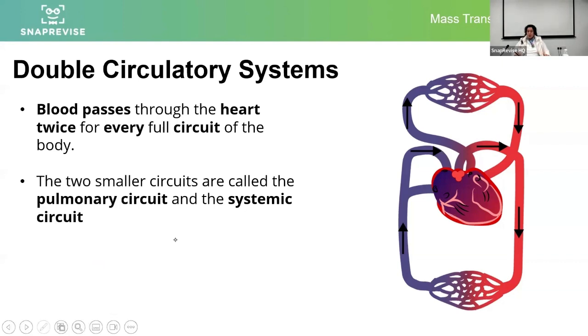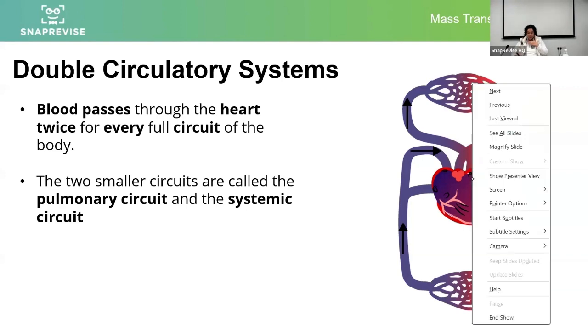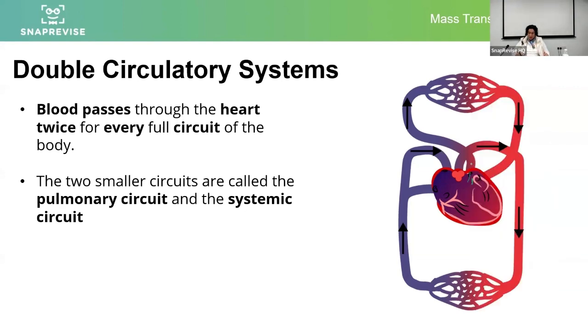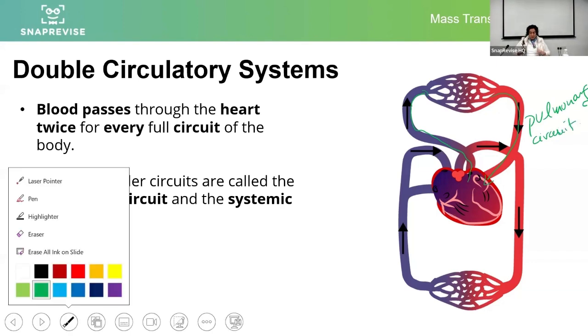Green's fine. So the smaller circuit is the one that leaves the heart and goes to the lungs. Deoxygenated blood leaves the heart, goes to the lungs. Gas exchange takes place here. Oxygenated blood comes back from the lungs into the heart. That is one loop. That is the pulmonary circuit.